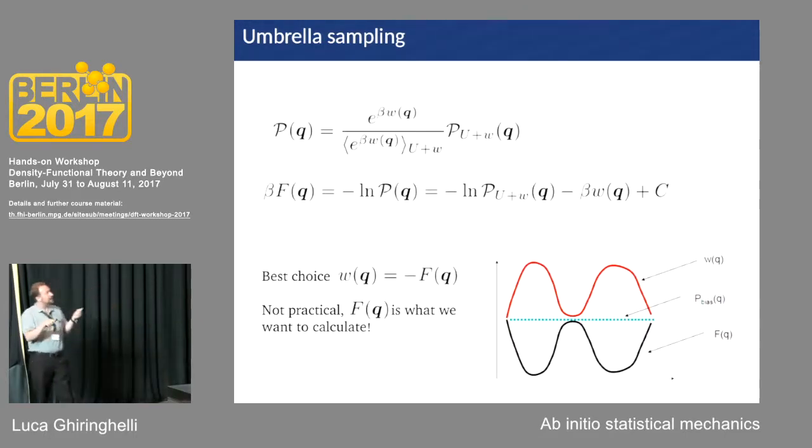Perfect, except that the biasing potential is equal to the minus free energy. That is typically the quantity that we want to calculate. So if we knew F, we wouldn't need any method to calculate it. So there are methods to approximate this free energy iteratively. While you're calculating, you change this biasing potential so that you get close to this flat distribution.